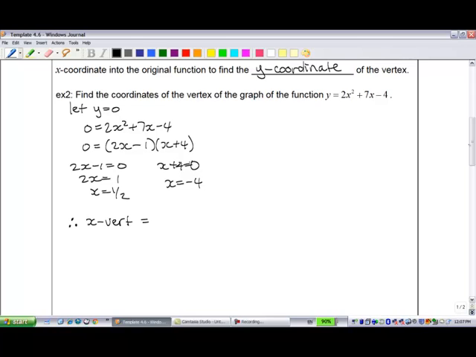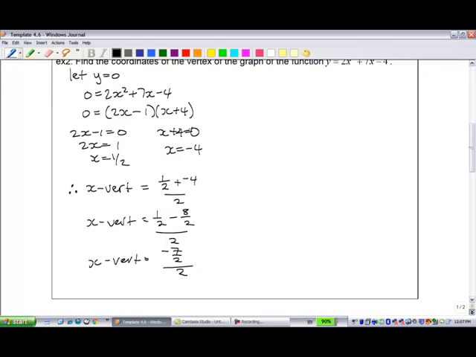So the average of those two values would be: add the two together and divide by 2. That's just a standard average. I'm going to find a common denominator here because we are talking about fractions. That'd be 8 halves all over 2. So 1/2 minus 8 halves is negative 7 halves, all divided by 2. When you divide by a fraction like that, we get that the x vertex, the x-coordinate of the vertex, is negative 7/4. So great, we now have the x-coordinate of the vertex.